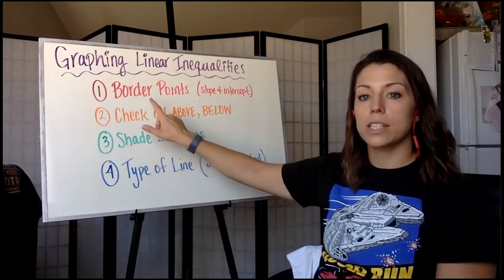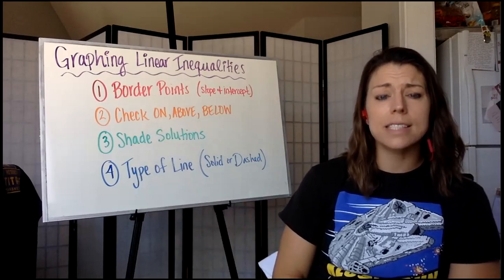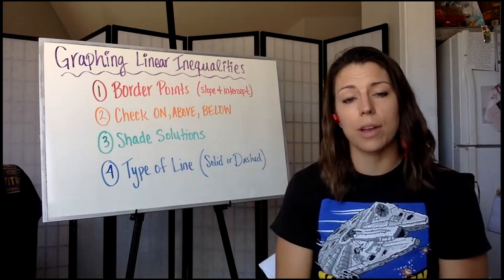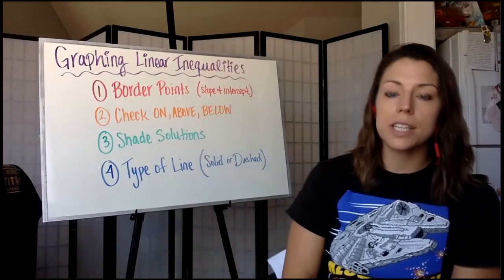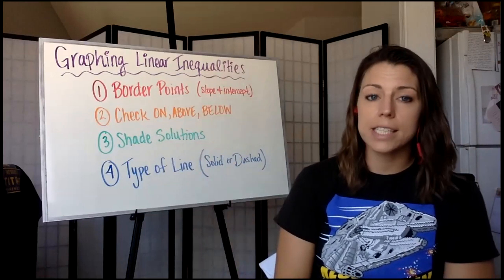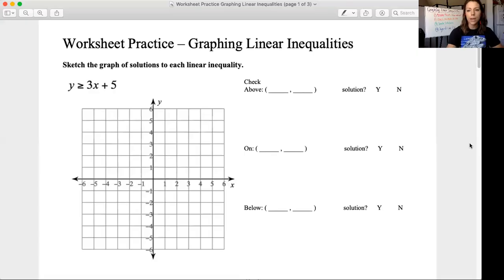There are some people who like to do step 4 after step 1 because they look at the symbol in the inequality and they're able to tell, but these are basically the 4 steps that I'll be going through. We're going to look at 2 examples from a worksheet practice and then a couple of examples from IXL.